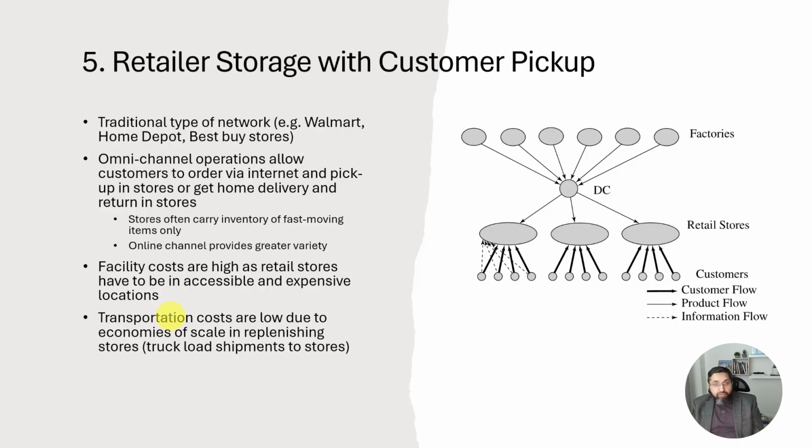Now, number 5 is your traditional retail. It's like Walmart stores, Kroger stores, Meijer stores, where you have these retail stores right here. And customers drive to the retail, pick up the items, and come back. So from the retail store, the delivery to customers' home is not your responsibility. You just move the stuff to retail stores.